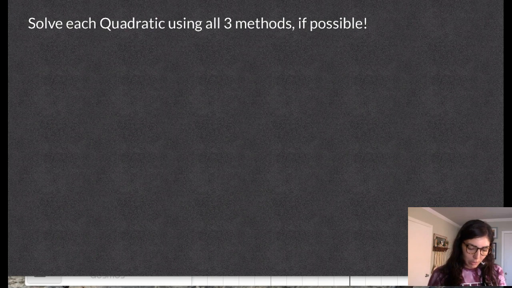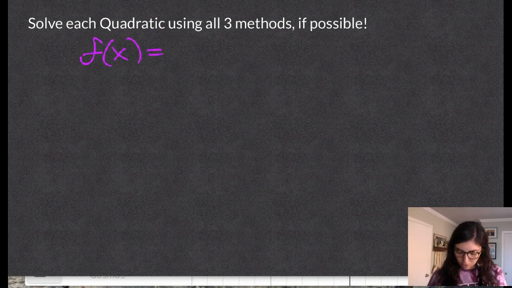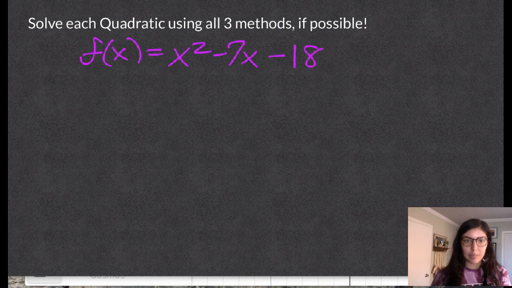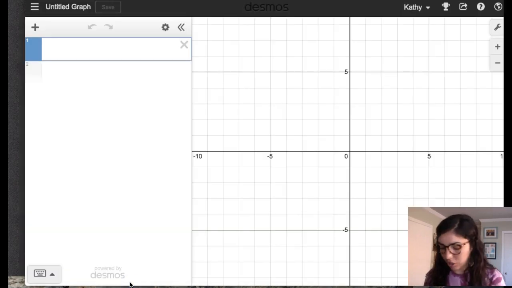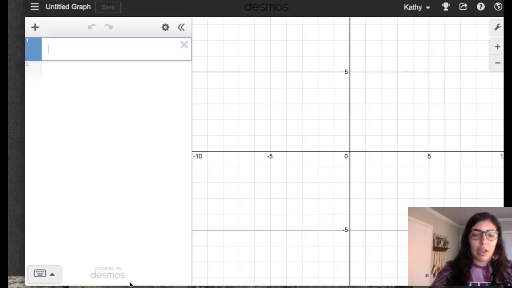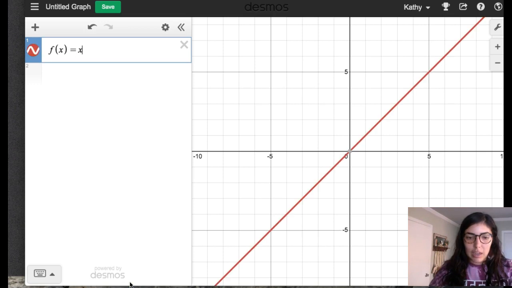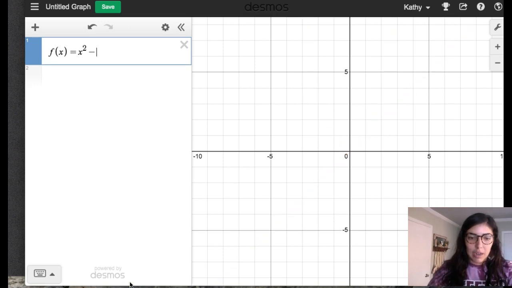The first one that we're going to solve is the quadratic f of x equal to x squared minus 7x minus 18. Now the first way I'm going to do this is by graphing. So to graph this, I need graphing software. So I'm going to go to Desmos and I'm going to type in exactly that equation into my Desmos. So f of x equals x squared minus 7x minus 18.